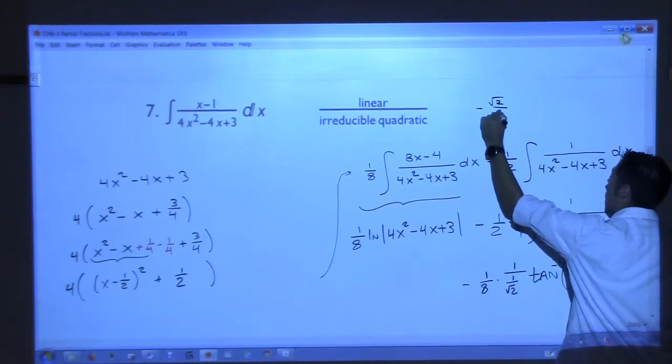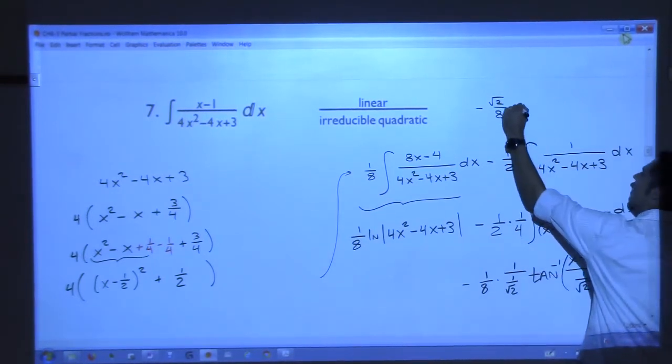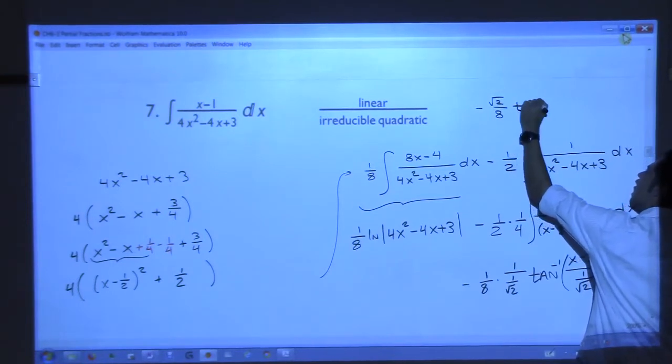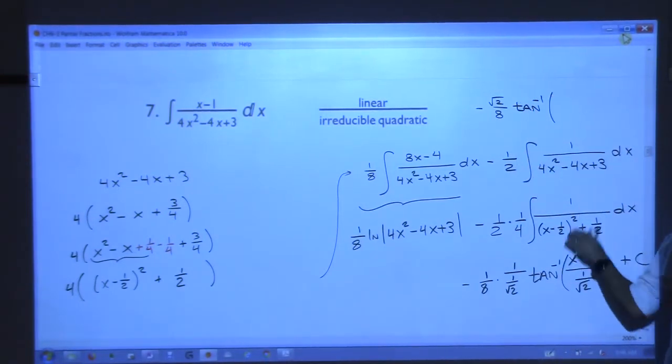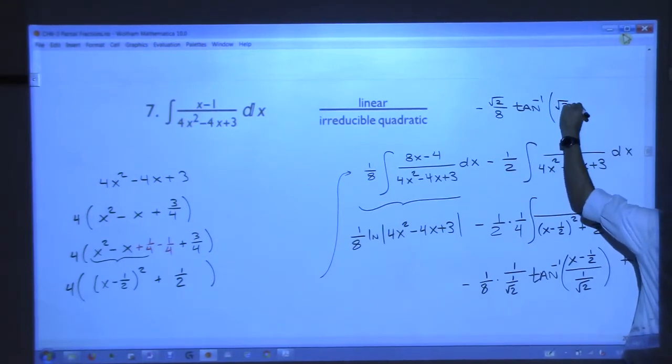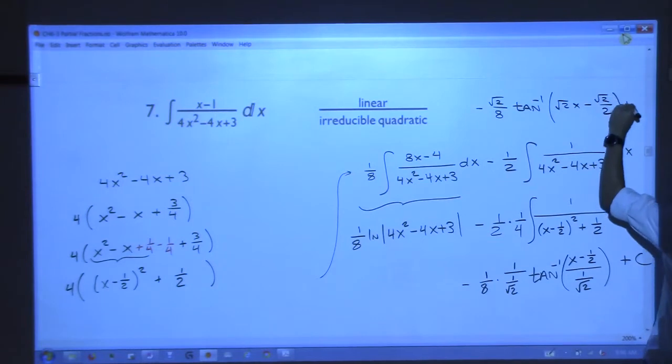Especially because it's easy for me to grade that. Like I can easily see what A is here, right? You haven't messed anything up yet. The arithmetic hasn't been messed up yet, right? Arctangent of, so I would bring the root 2 up and it would just be like root 2x minus root 2 over 2 plus c, something like that. Understand what I did there?